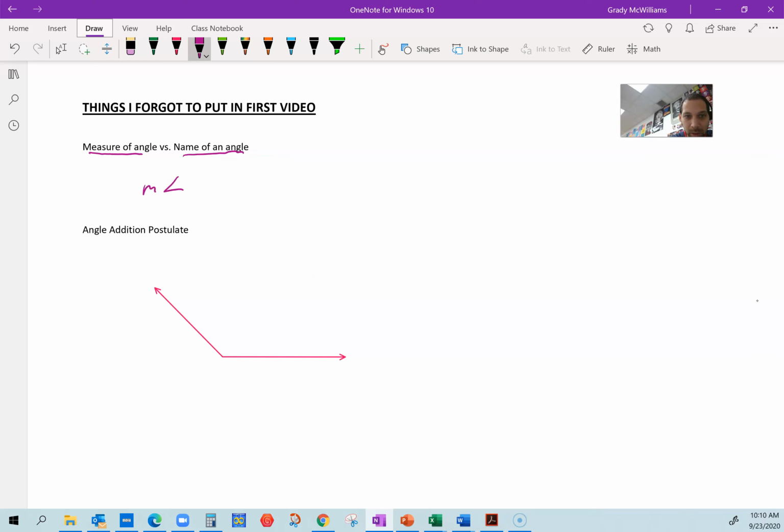So the measure of angle ABC is written like this. Once again, the way you say it is the measure of angle ABC. And this is a number, so we're talking about the amount of degrees versus when we're actually talking about the angle itself.